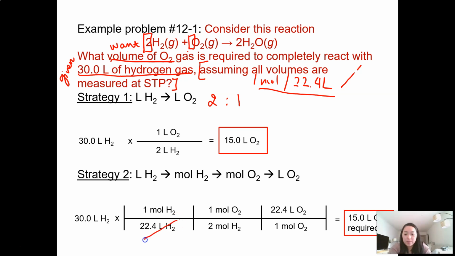You notice that when you take a look at these fractions, these actually cancel out. So really, technically, when you punch in the calculator, it's just 30 divided by 2, just like the calculation of strategy 1. But this is useful to be able to understand the concept behind this conversion factor, and why the mole ratio is also the volume ratio. And this calculation shows that.